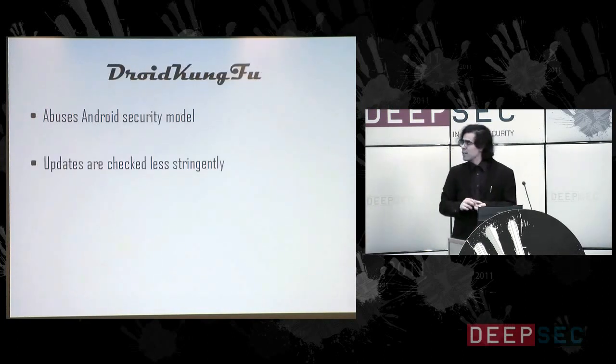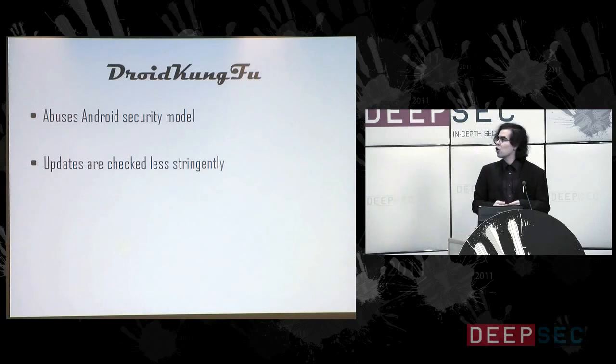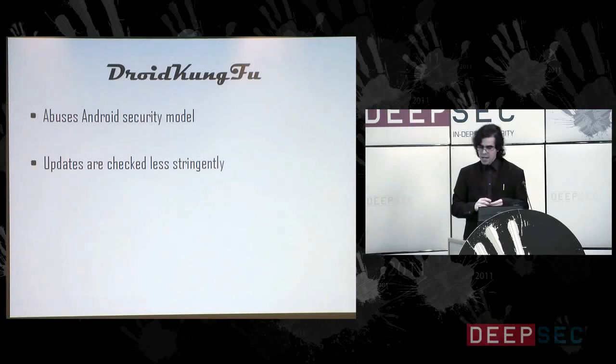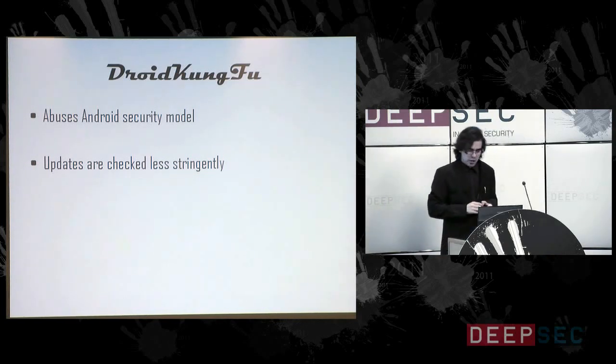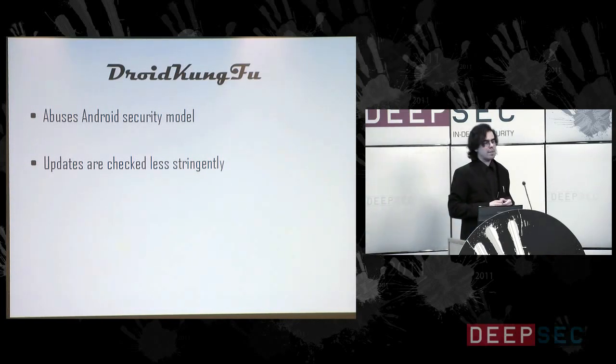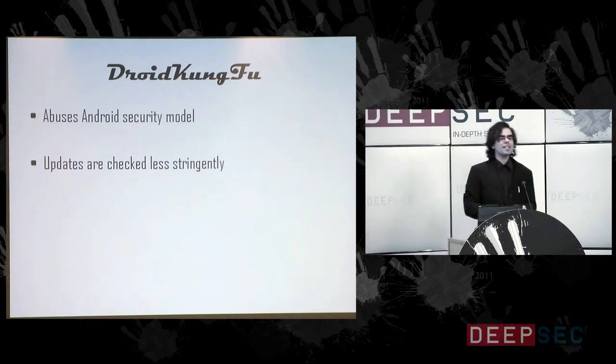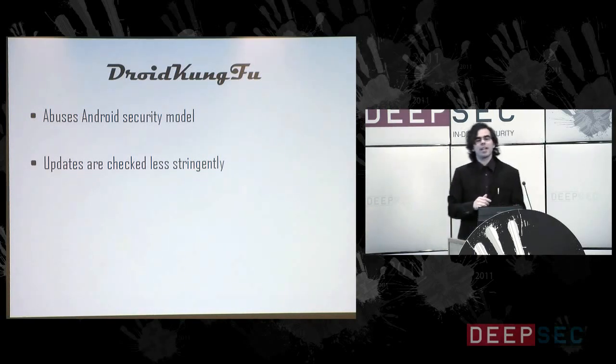And there is one pretty funny example. It's called Droid Kung Fu. Droid Kung Fu abuses the Android security model. And how does it do it? When an update comes, that's typical for Microsoft. Who of you recently received the Skype update for Android from Microsoft? Who of you got the update recently?